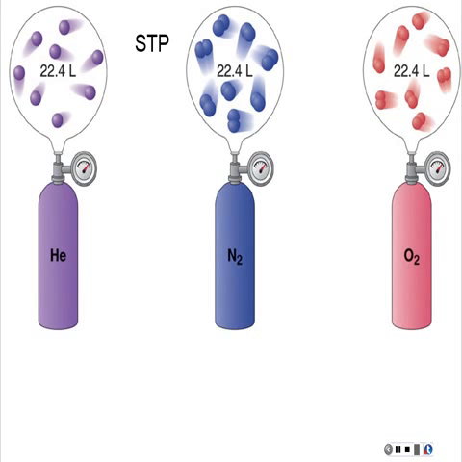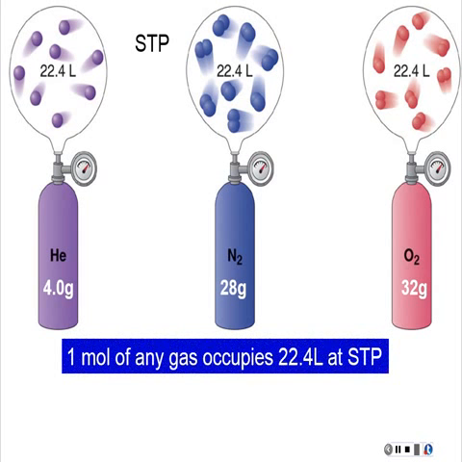And each container has the same volume, 22.4 liters. And they're measured under STP conditions. Remember, STP means 0 centigrade and standard pressure. Now, one thing we would notice about these, their masses all are equal to the molar masses. So when we have 1 mole of any gas occupying 22.4 liters at STP conditions, then we know exactly how many grams of that gas we have.